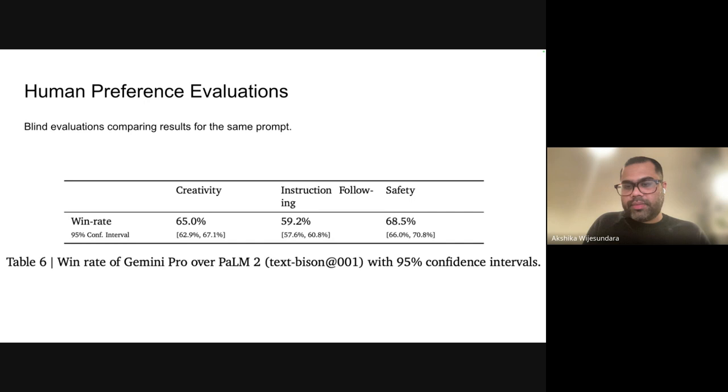There was a question about whether these are actual humans doing the blind evaluations. Yeah, that's what the paper says. It states that you have humans who evaluate the results, and they rate this for creativity and safety, etc. So that was my understanding of the paper.